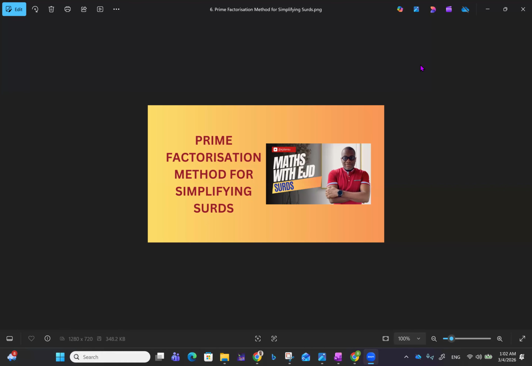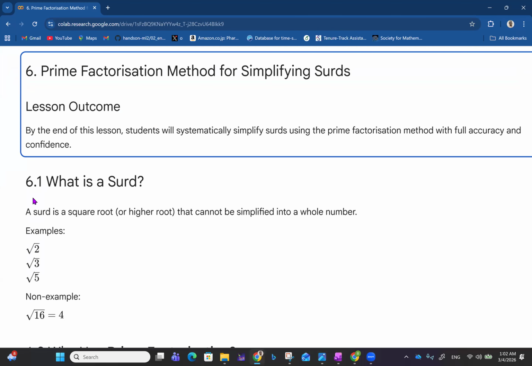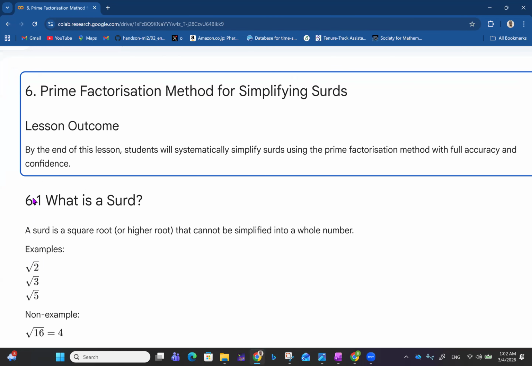In this video, we'll look at the prime factorization method for simplifying surds. We had snippets of it in the last video, for instance, but here we'll go fully into it. Let's see how that goes. So, prime factorization method for simplifying surds.